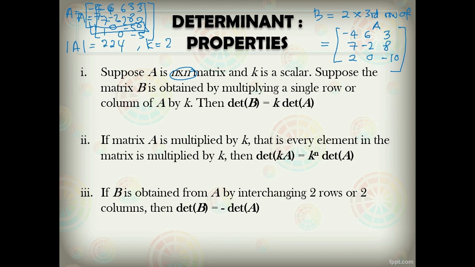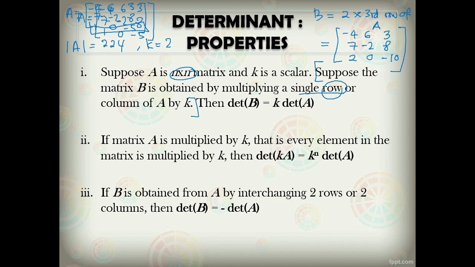So this is what this sentence means: matrix B is obtained by multiplying a single row or column of matrix A by k. Here I chose a row. It doesn't matter, you can choose the first, second, or third row. The same goes for columns, any one. So this is matrix B.